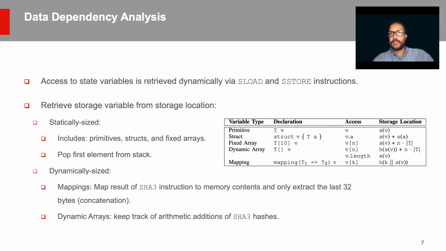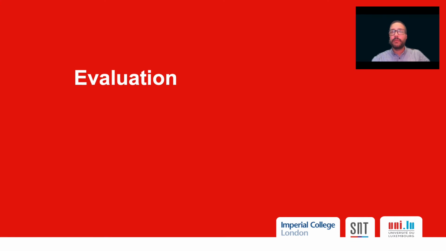Here the storage variable is simply the exact storage location, which is retrieved by simply popping the first element from the stack. Dynamically sized variables are more challenging since we cannot invert hash functions. However, for mappings, for example, we can keep track of the SHA3 hash results and the memory contents that were used to create the hash. To deal with concatenation, we only extract the last 32 bytes from the memory contents. Those 32 bytes represent the location of the storage variable. Finally, for dynamic arrays, we also keep track of the arithmetic additions of SHA3 hashes in order to later infer the storage variable. We will now present the evaluation of our fuzzer.